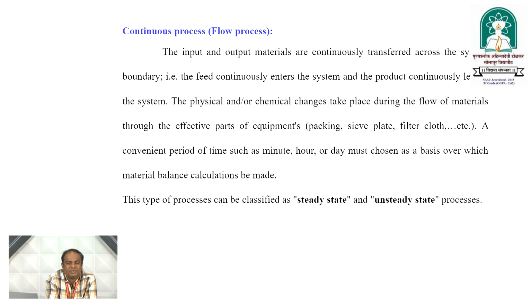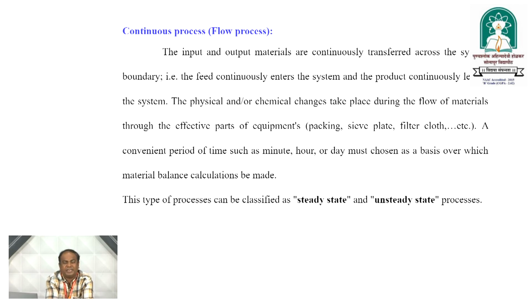We call such systems continuous systems, in which we allow the reactants to enter, the reaction takes place, and at the same time we are continuously removing the product from the system. That's why we say this is a type of continuous system in which there is a continuous flow of reactant as well as product from the system. So we call this a continuous process.